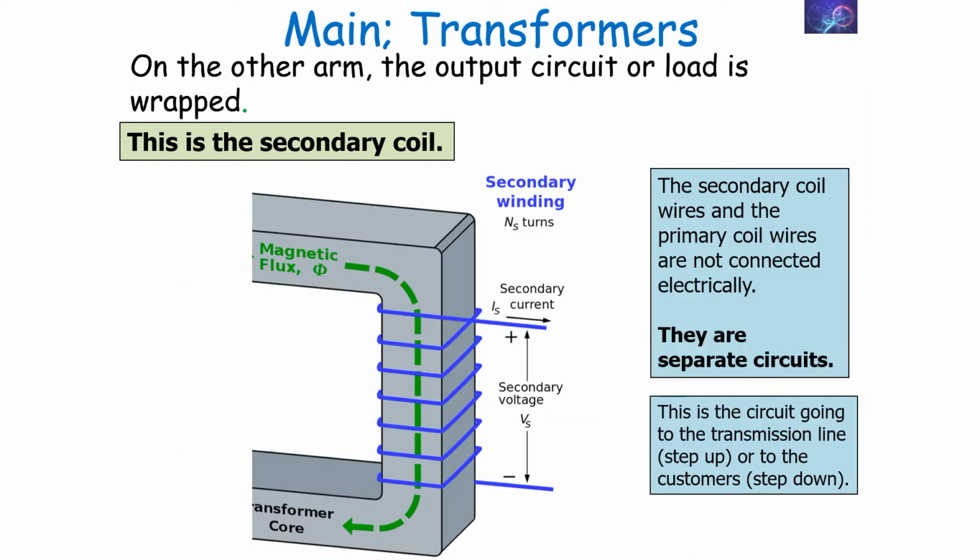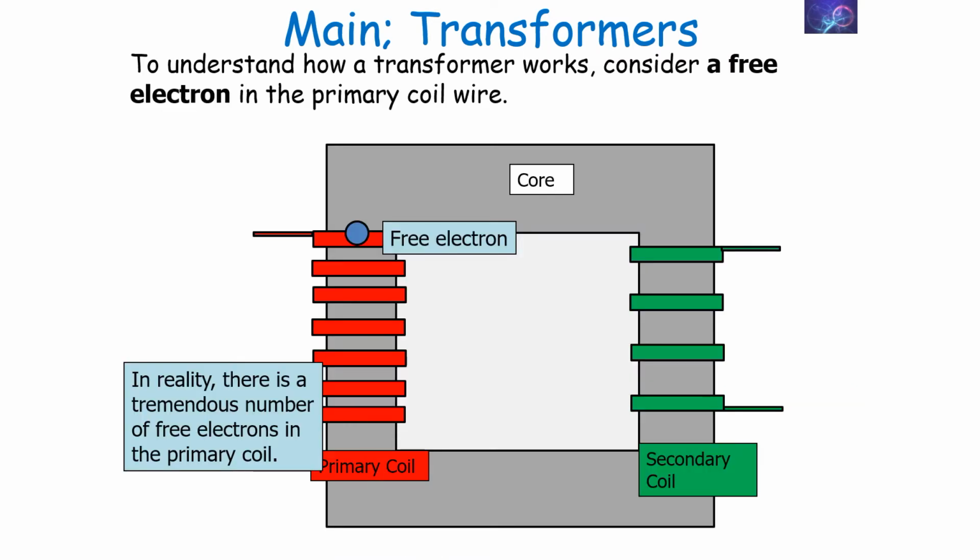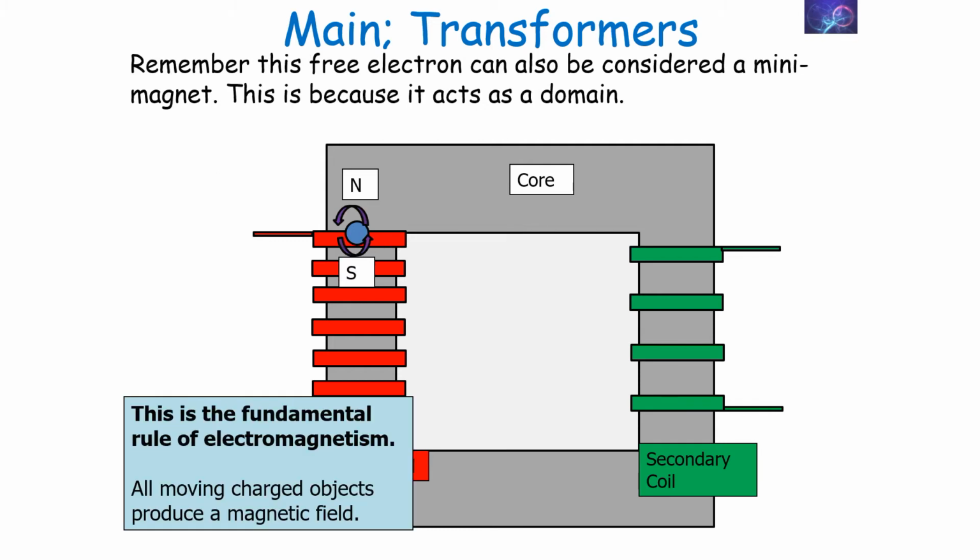Now it's important that we understand the idea of a primary coil, a core and a secondary coil. To understand how the transformer works, we're going to consider one free electron in the primary coil wire. In reality there's a tremendous number of free electrons in the primary coil. What we know is that the free electron can also be considered a mini magnet because it's moving. Remember, this is a fundamental rule of electromagnetism: all moving charged objects produce a magnetic field.